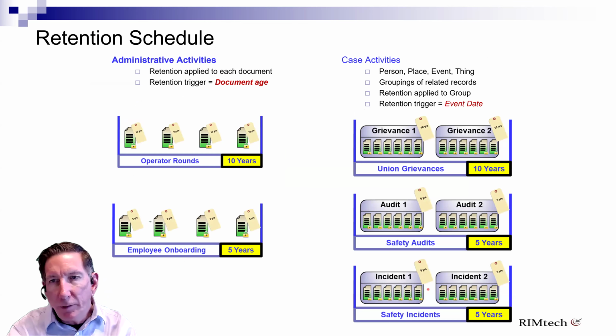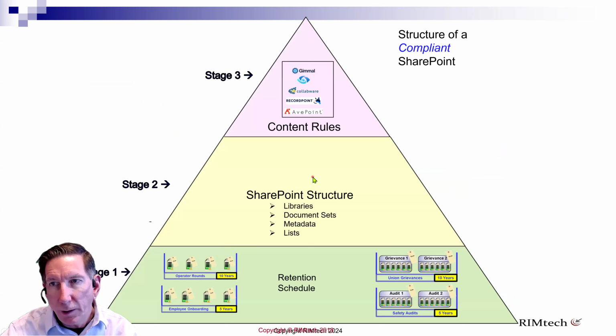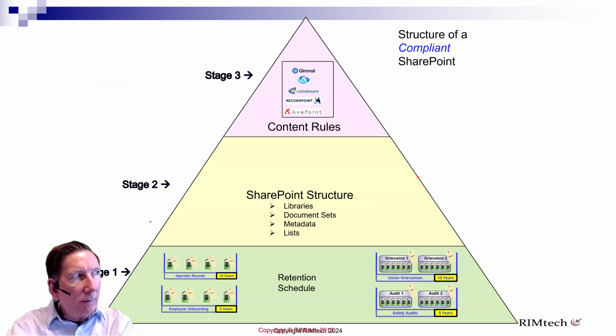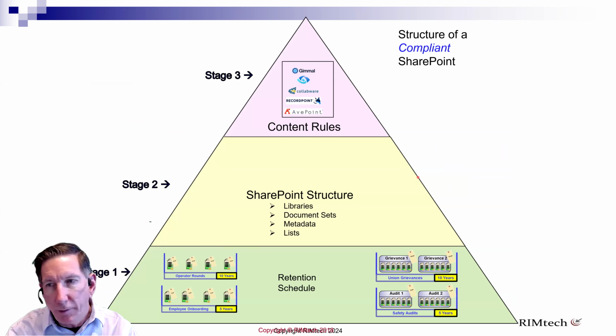So in the retention schedule, we have 800 categories. Of those, 480 are on the right, divided into cases, and 320 on the left, not divided into cases. And notice where the retention rules are being applied: document level for admin activities and case level for case activities. So how does this come together in a SharePoint architecture? Well, this is how.